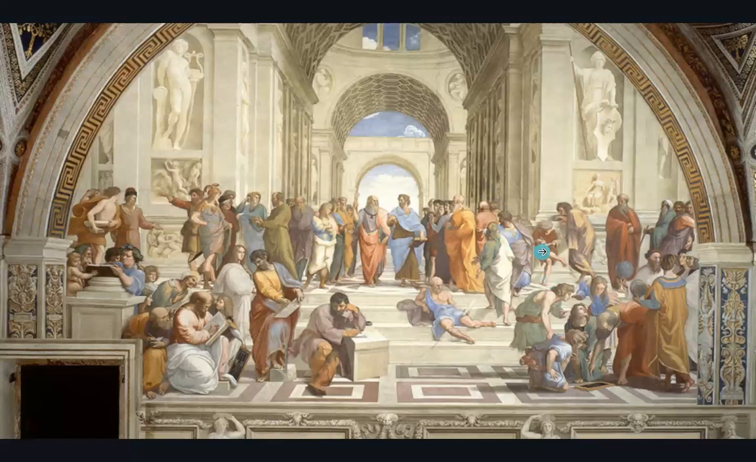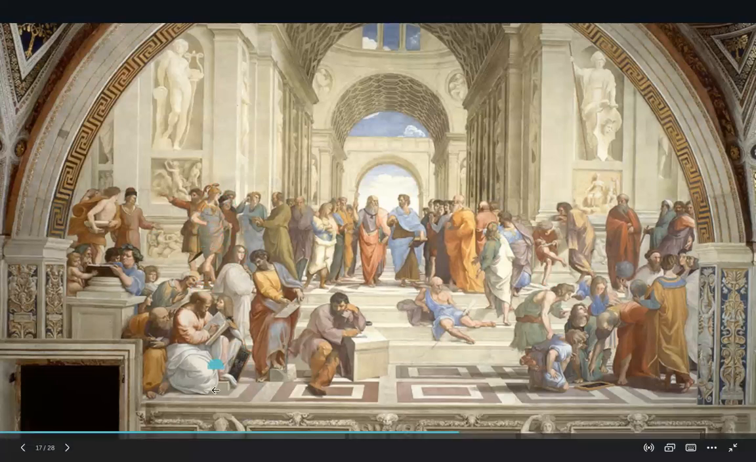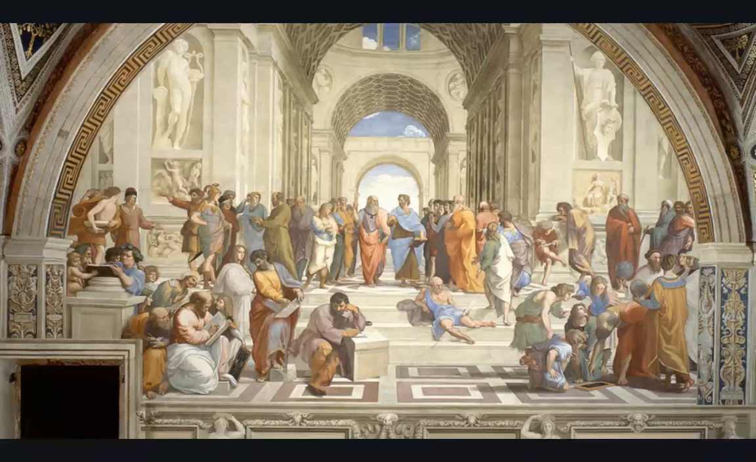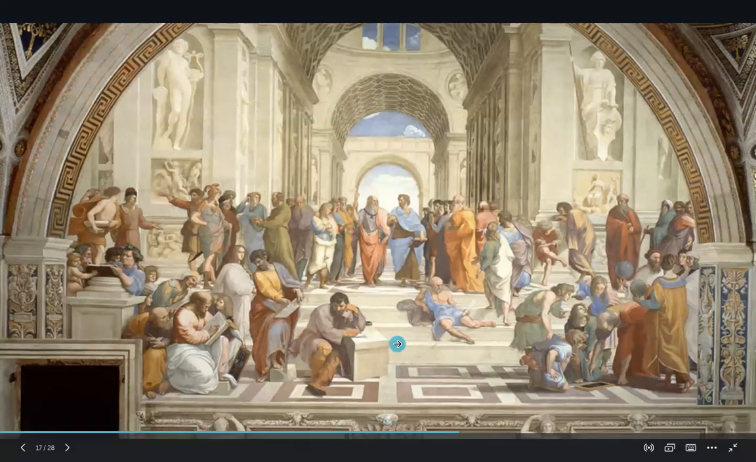So we have, let's see, Alexander the Great right here. Yes, he was a great conqueror and general, but he was also tutored by some of the greatest minds in ancient Greece. We have Euclid down here with his geometry. This is actually a portrait of Michelangelo. Raphael thought he was being cheeky and making portraits of his fellow contemporary figures, and he is Bramante. We have a portrait of Leonardo da Vinci right here as Heraclitus.